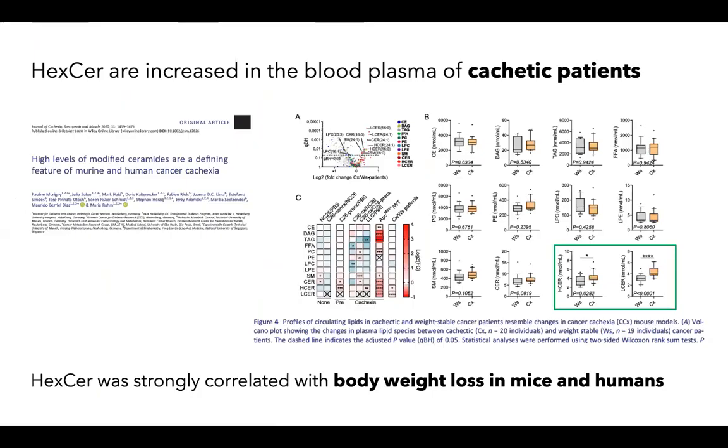And in support of this hypothesis, we found this paper in the literature showing an increase in the exocylceramides in the blood plasma of cachectic patients. The levels of exocylceramides were strongly correlated with body weight loss in humans and mice. So this is data in human cachectic patients. So exocylceramide seems to be a signature marker for muscle atrophy and cachexia.